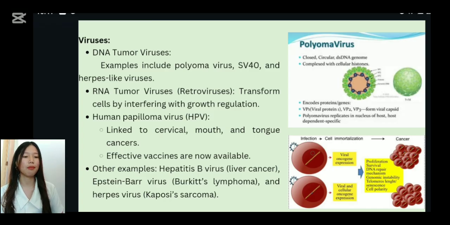So herpes virus like Kaposi sarcoma. So we observe that viruses can actually cause cancer, from the DNA tumor or the RNA tumor viruses.